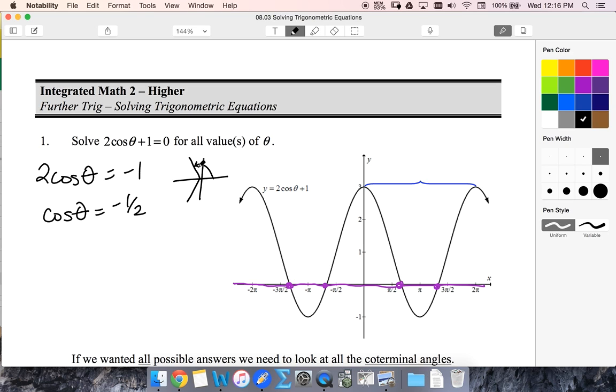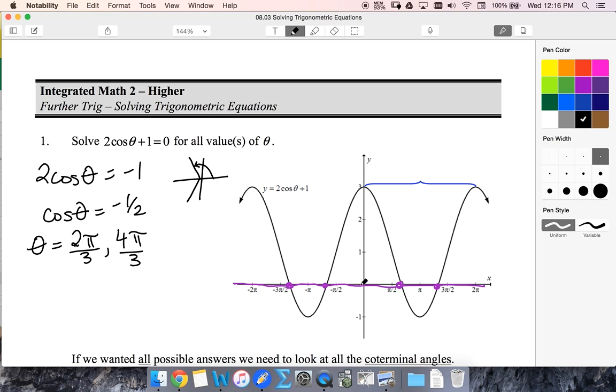So this angle I know is going to be, that's my pi over 3 angle, so 2 pi over 3. The next one down here is 4 pi over 3. So that's these two, and that makes sense. 2 pi over 3 is greater than pi over 2. 4 pi over 3 is greater than pi.